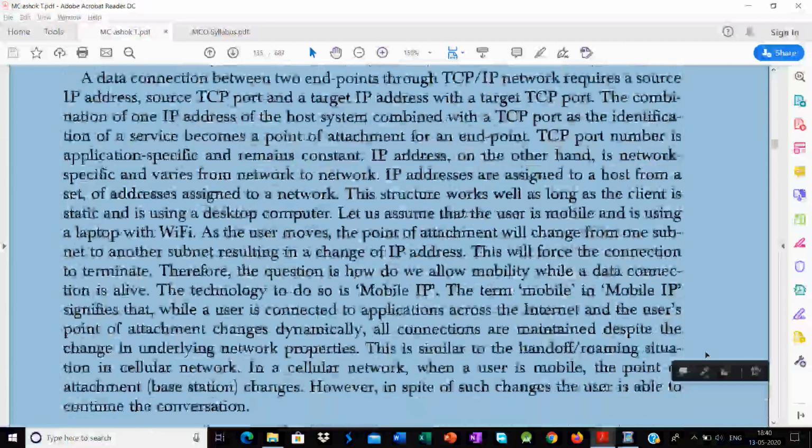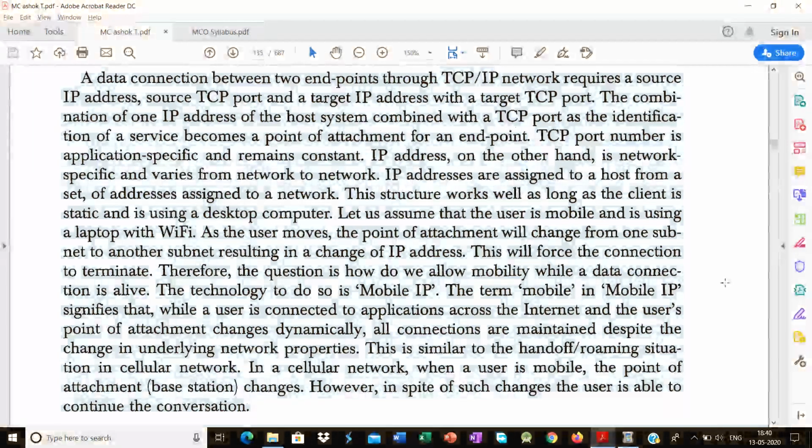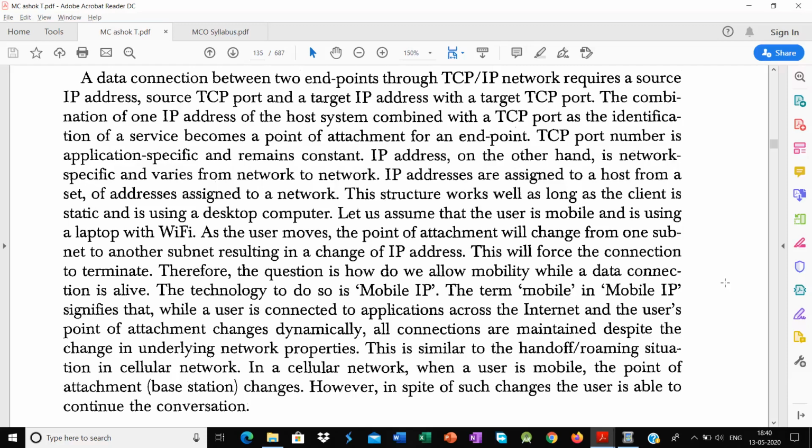Okay, so this mobile IP term signifies that while the user is connected to an application across the internet, the user's point of attachment changes dynamically. All connections are maintained despite the change in underlying network properties. Yeah, this mobile IP is nothing but a dynamic value which is provided to your mobile system, and it is always maintained by the network to which you have connected over here.